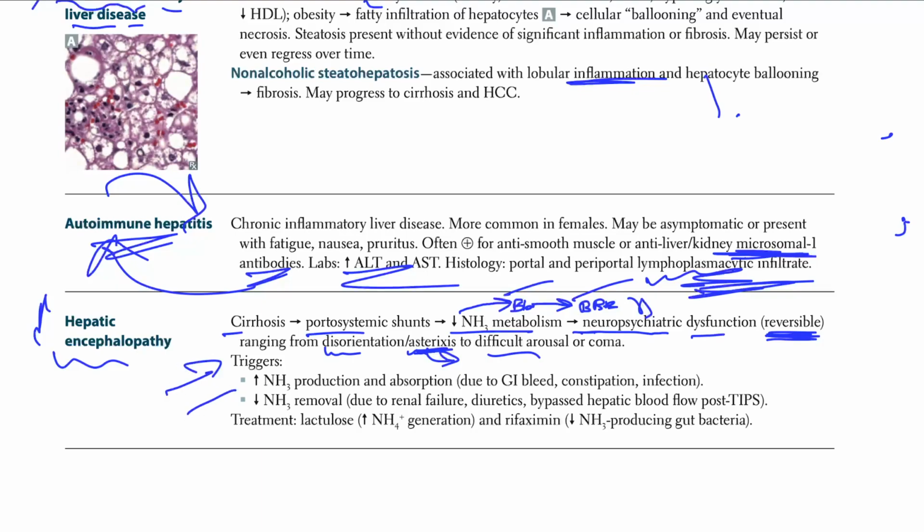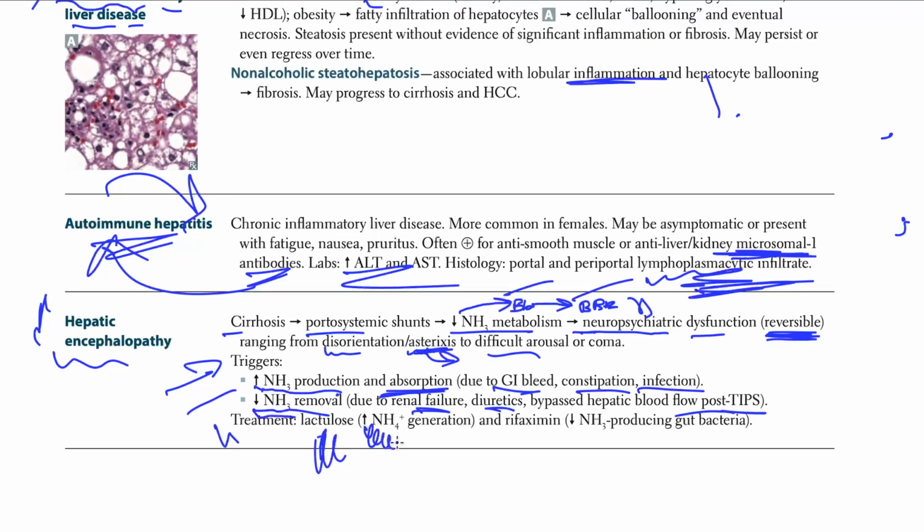What are the triggers? Triggers are an increase in ammonia, either from increase in production or decrease in removal. Increase in production and absorption: you have produced more and absorbed more due to GI bleed, constipation, infection. You have decreased removal of ammonia due to renal failure, diuretics, or bypassed hepatic circulation by the TIPS. Treatment is lactulose.